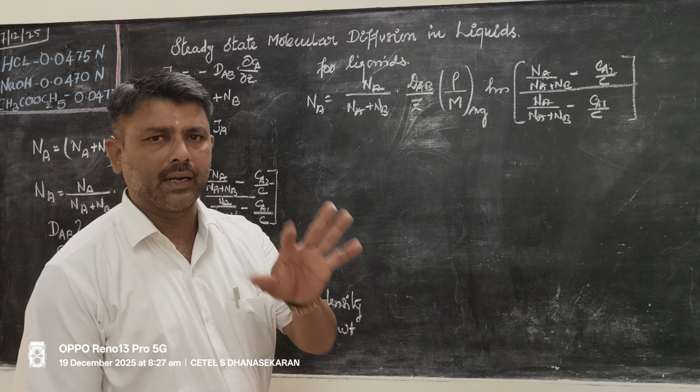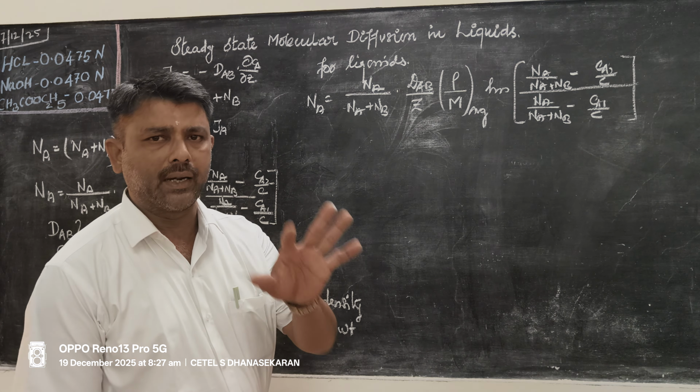As discussed in the previous case, Xa1 plus Xb1 is equal to 1. Similarly, Xa2 plus Xb2 is equal to 1. I am in need of Xb1 as well as Xb2. So in this case, Xb1 is equal to 1 minus Xa1. Instead of 1 minus Xa1, I am going to substitute Xb1. Similarly, Xb2 is equal to 1 minus Xa2. Instead of 1 minus Xa2, I am going to substitute Xb2. Clear? I am going to rearrange this equation.